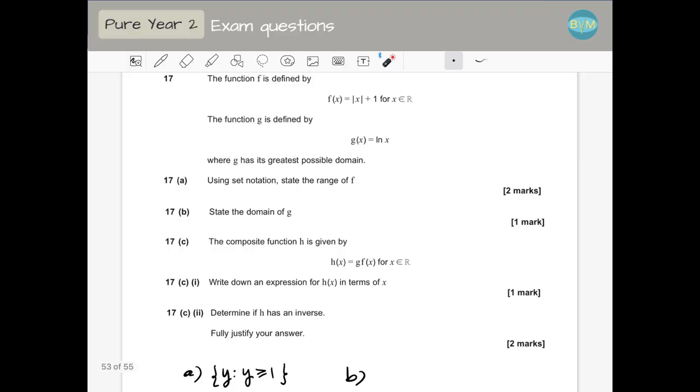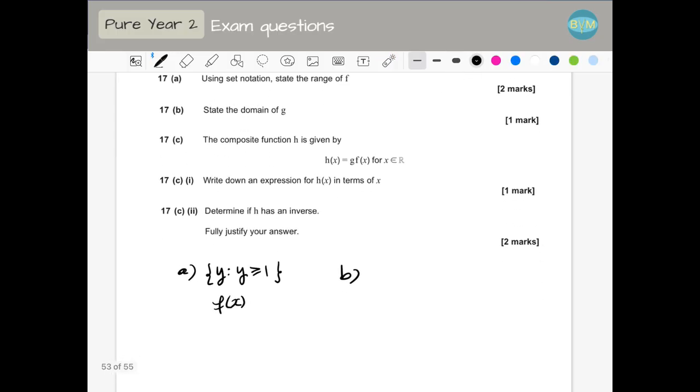Then state the domain of g. g is this one, and it says the greatest possible domain. Remember, ln is not defined for 0 or negative numbers. And again, if you want, you can think about the graph. The graph of ln, remember, is this one. It has an asymptote here. So it's not defined for 0 or for any negative numbers. So the domain is above 0.